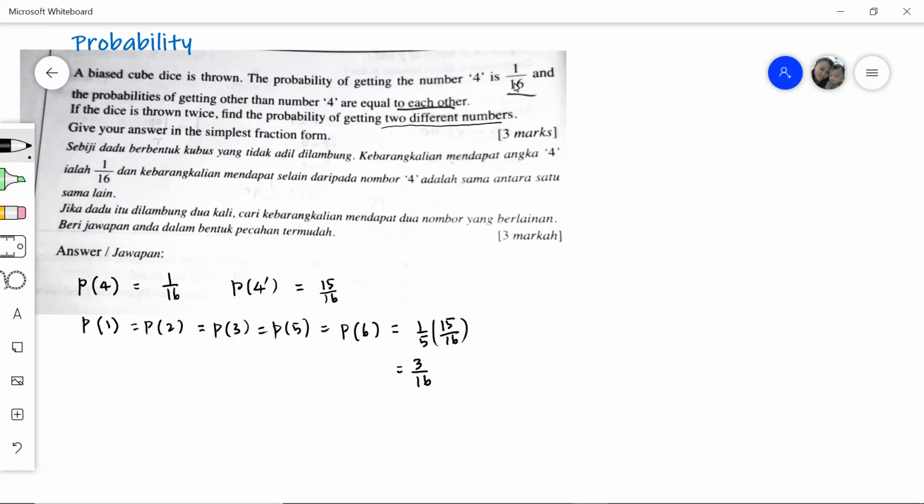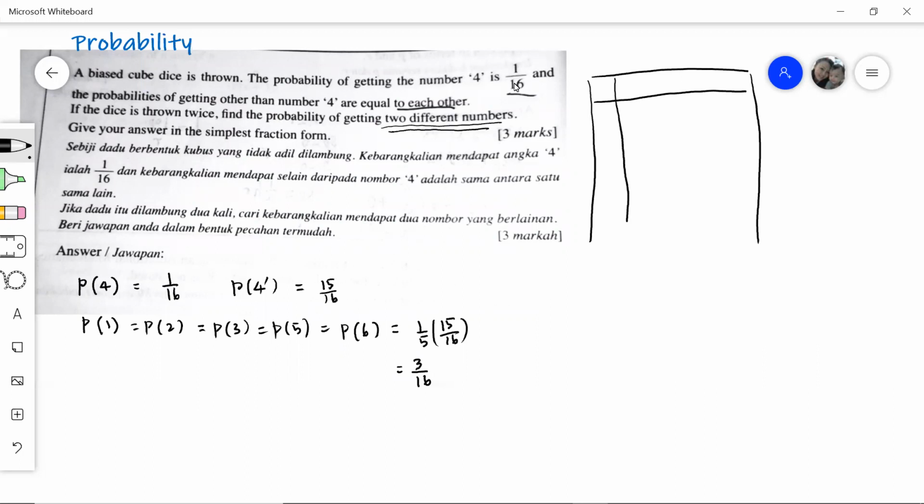Now the next part says that if the dice is thrown twice, we have to find the probability of getting 2 different numbers. Then we have to give our answer in the simplest fraction form. When we try to solve probability involving dice, always draw the table to show the combined result of 2 dice. Throwing the dice twice is as good as having 2 dice.